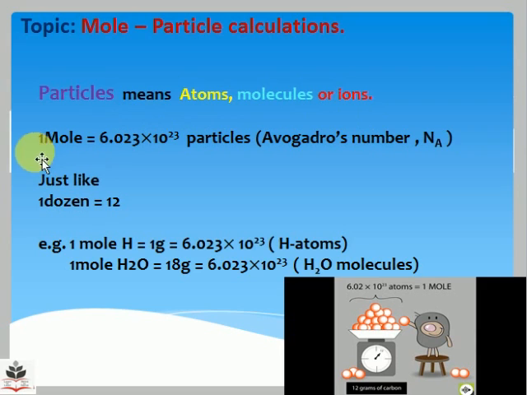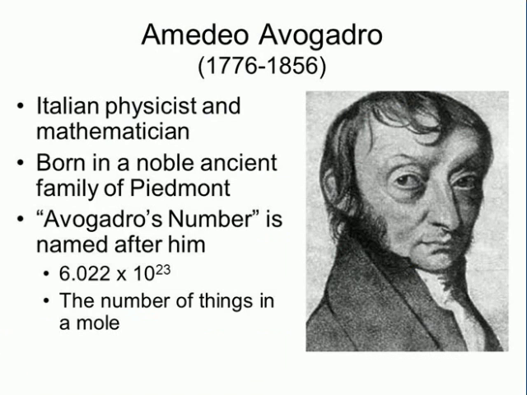As you know, 1 mole of any substance contains a fixed number of particles, that is 6.023 × 10^23 particles. This number is known as Avogadro's number and it is represented by Na. This number is named after an Italian physicist and mathematician, Amedeo Avogadro. This is the person the number is named after.